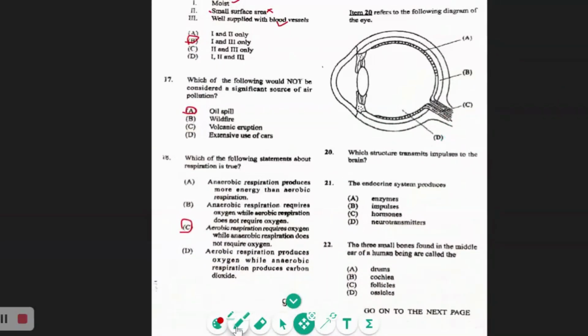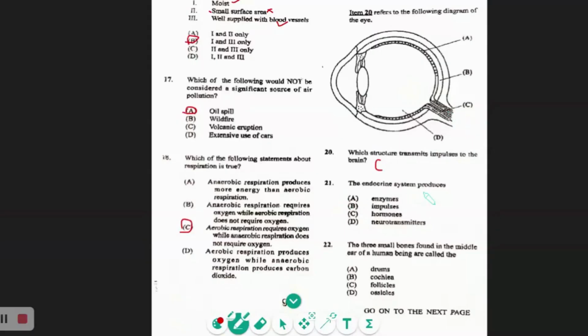Item 20 refers to the following diagram of the eye. So you have the structure of the eye here. 20. Which structure transmits impulses to the brain? The answer would be C. This is where the optic nerve is.